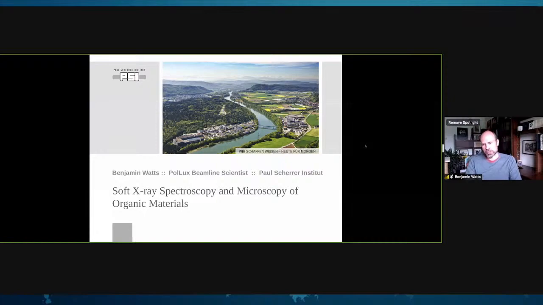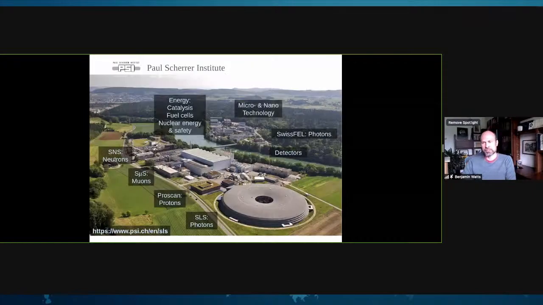I'm Dr. Benjamin Watts from the Paul Scherrer Institute, and I am a beamline scientist on the STXM instrument, which is part of the Swiss Light Source synchrotron. Just quickly about the institute. Paul Scherrer Institute is in the north of Switzerland, close to the border with Germany.